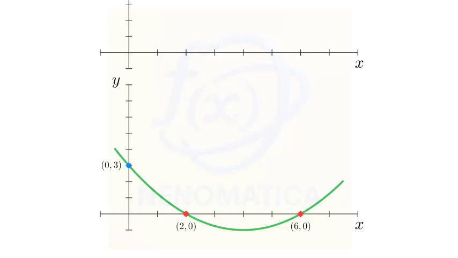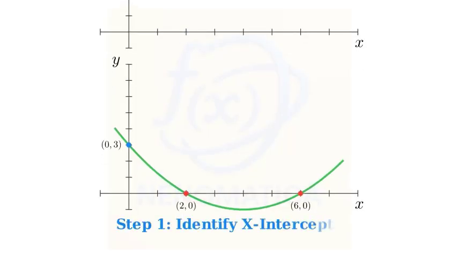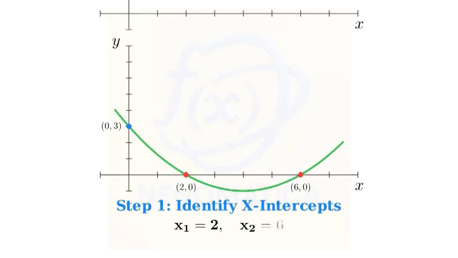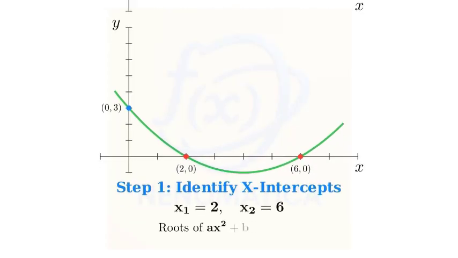Step 1. Identify the x-intercepts. From the graph, we read x sub 1 equals 2 and x sub 2 equals 6. These are the roots of the quadratic equation, ax squared plus bx plus c equals 0. Step 2. Write the factored form using those roots.